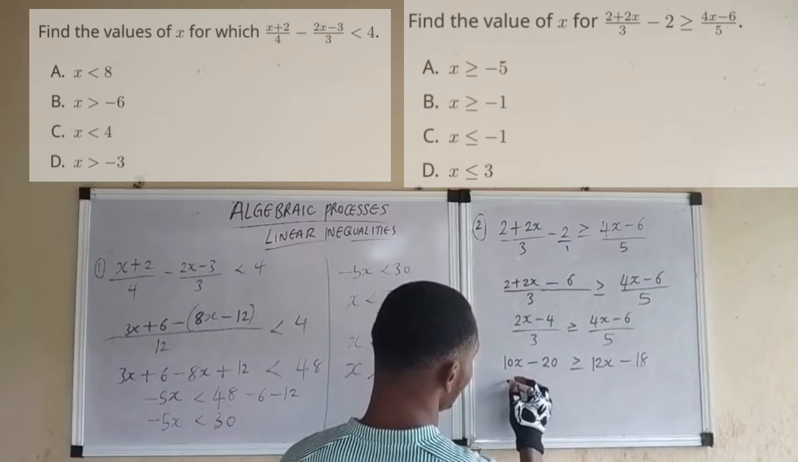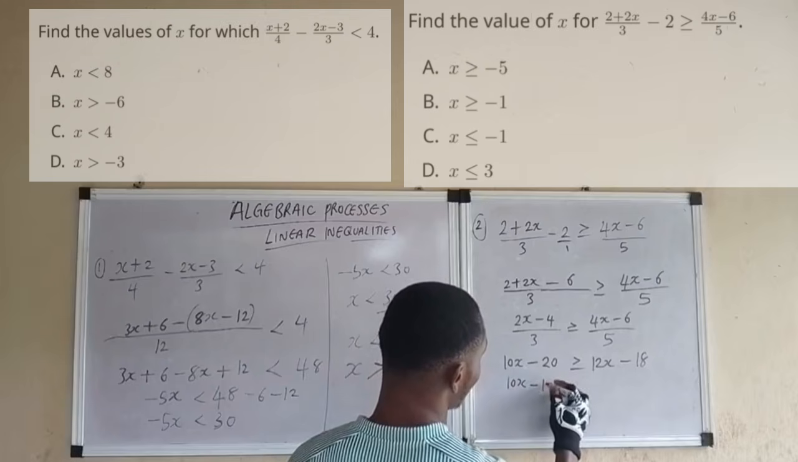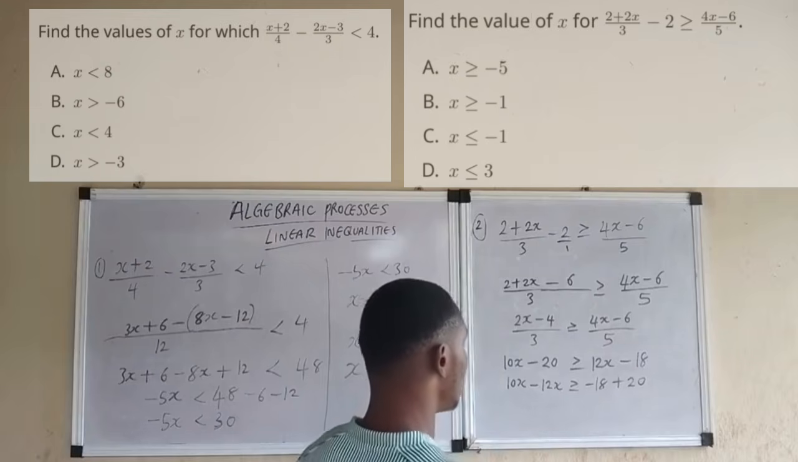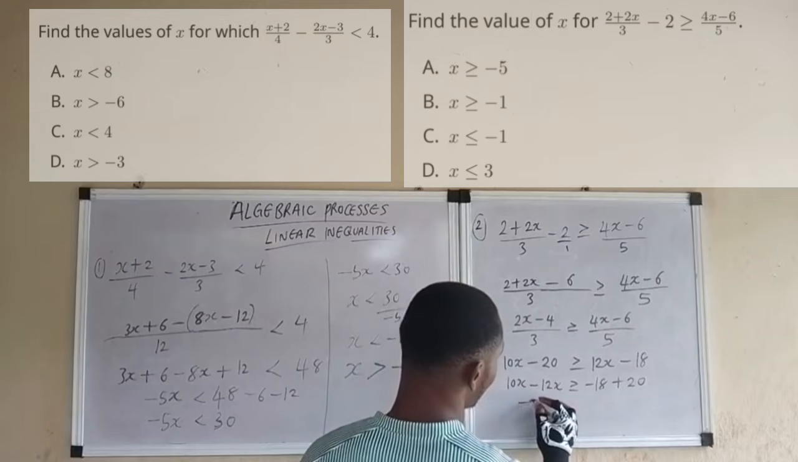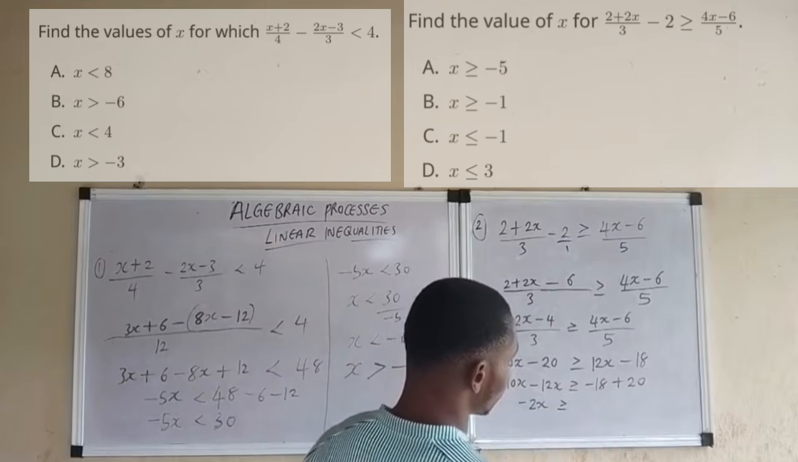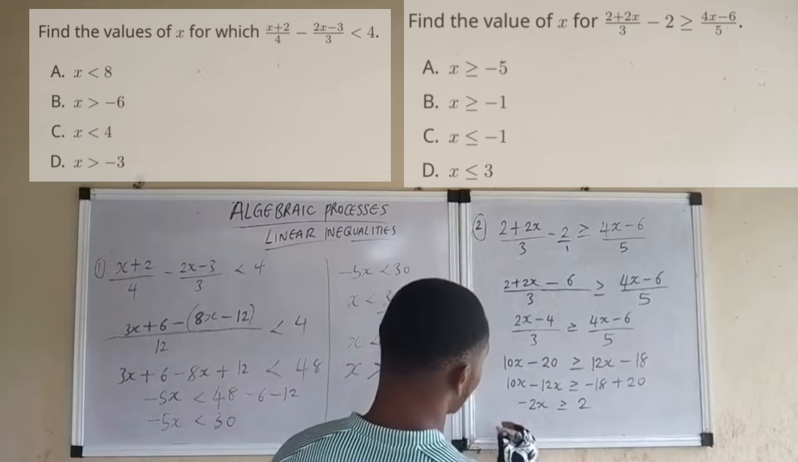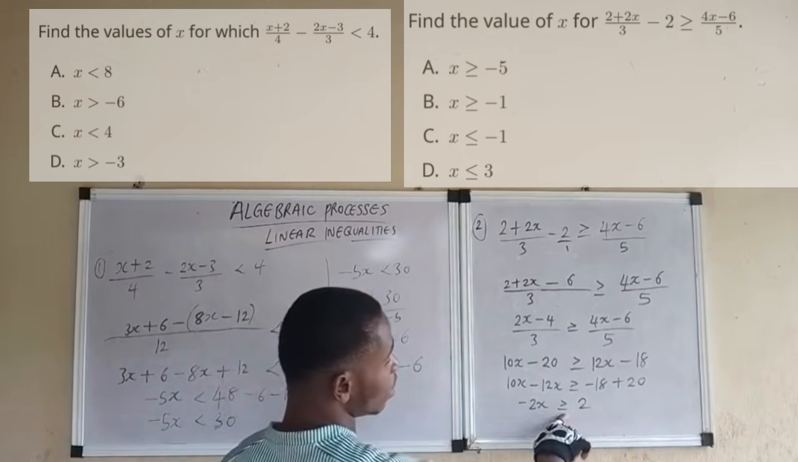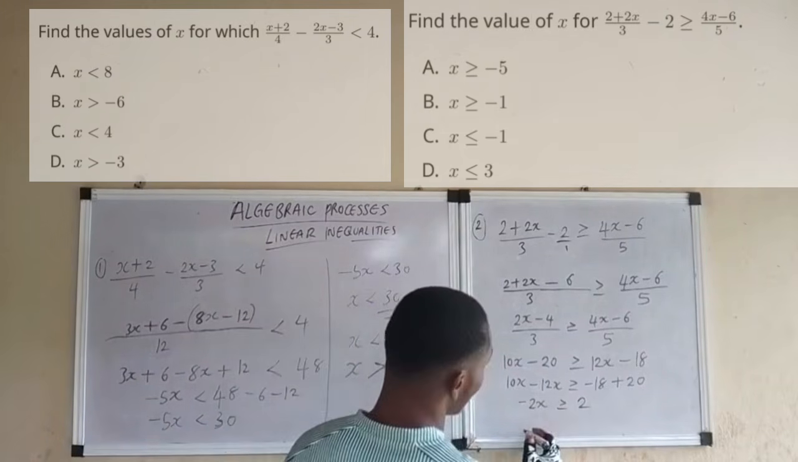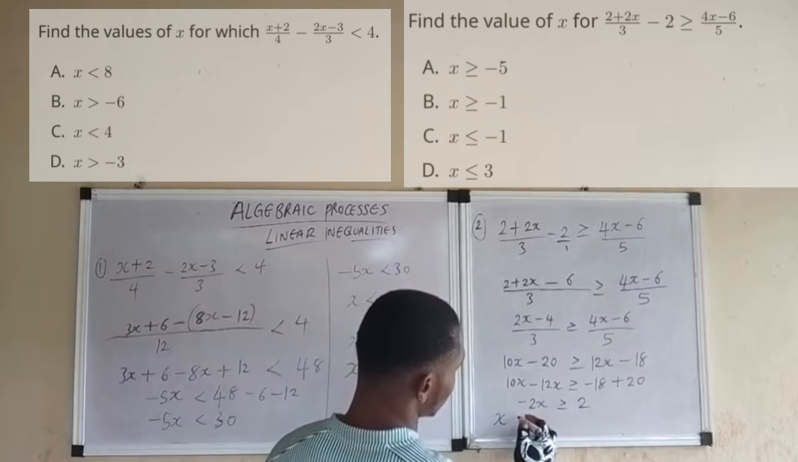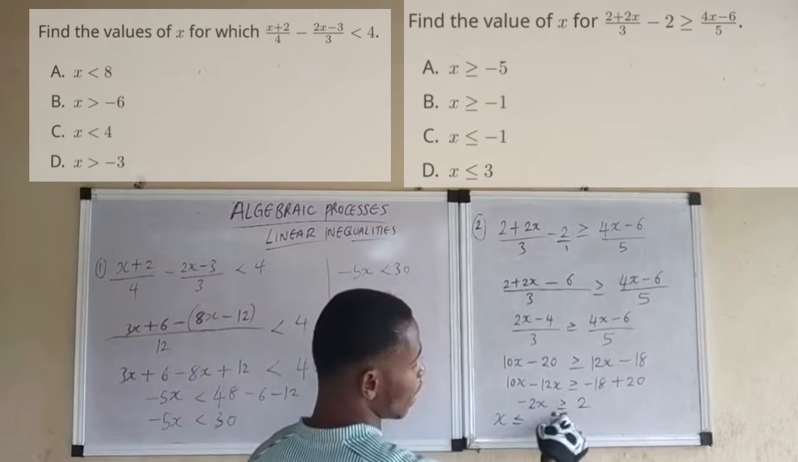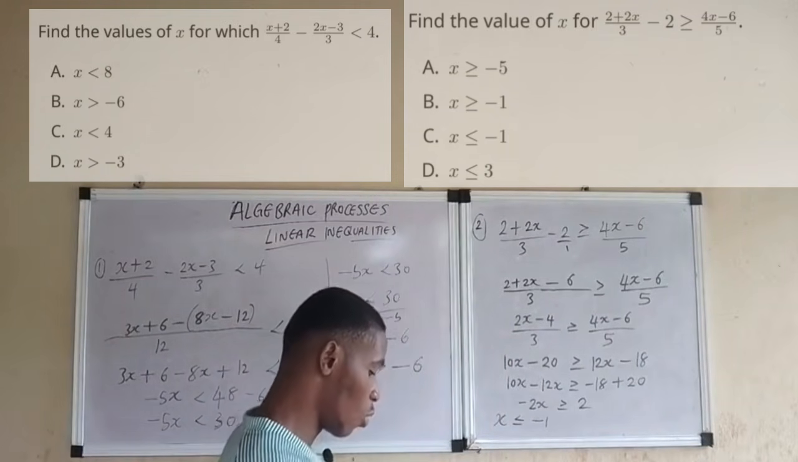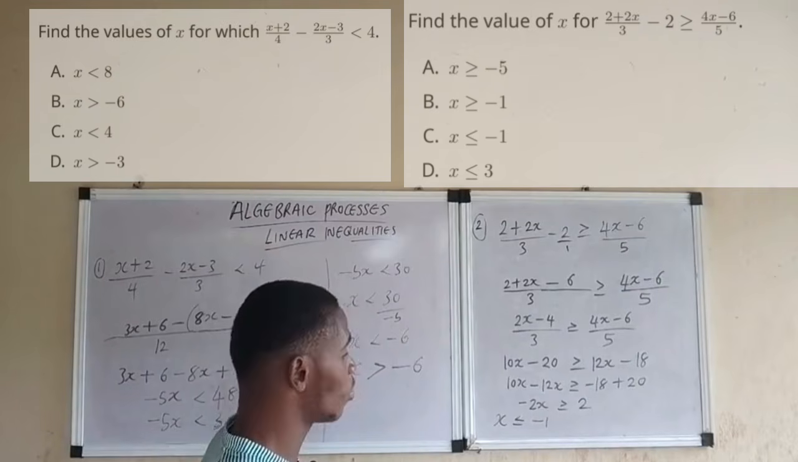We are having 10x minus 12x greater than or equals to minus 18 plus 20. All right, so 10x minus 12x is going to give us what? Minus 2x greater than or equals to what? 2. So for x, we are going to divide both sides by a minus sign, so the sign of the inequality is going to change to the opposite. So we are going to be having x is less than or equals to 2 divided by minus 2, which is minus 1. So x is less than or equals to minus 1. So the correct answer to this question is option C.